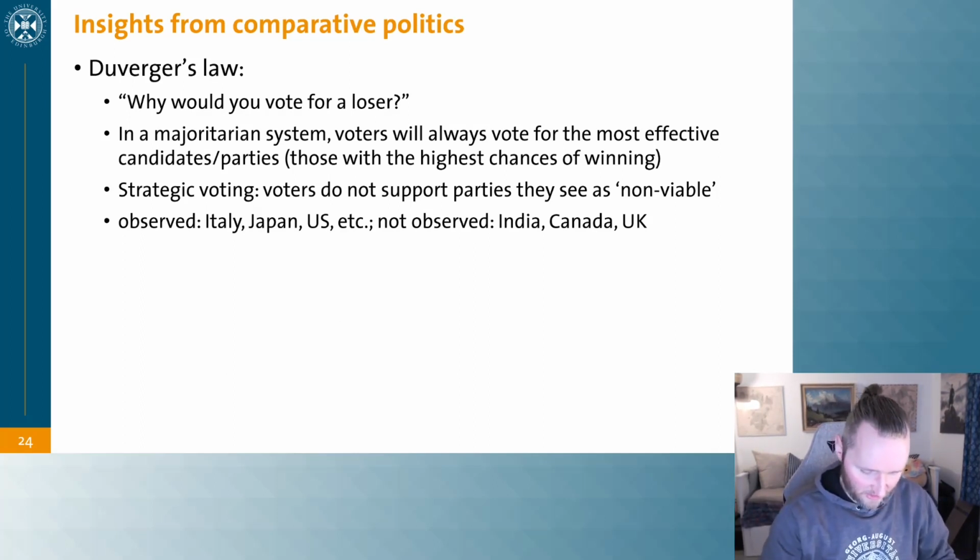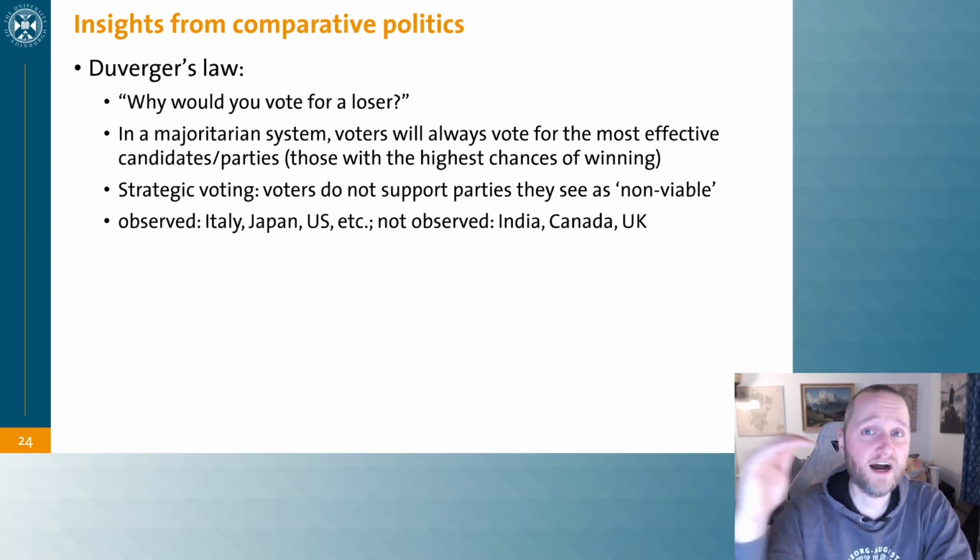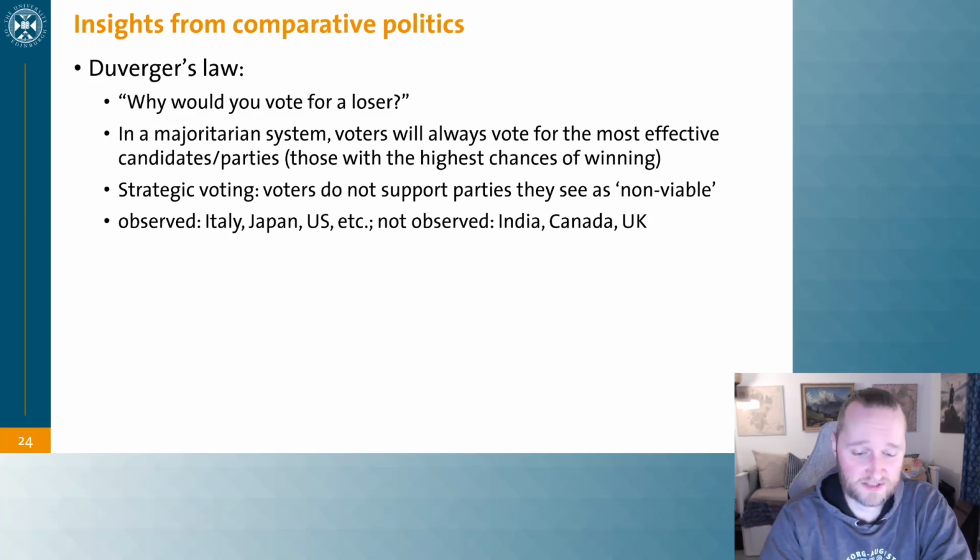Duverger's law is the first of these insights that has come out of comparative politics of electoral systems. And it answers the question of why would you ever vote for a loser? And the answer, of course, in a majoritarian system is, well, you never would. Majoritarian systems don't reward voters for voting for a losing candidate. Losing candidate in this case meaning not the highest scoring candidate. Because after all, winner takes all means if you don't vote for the winner, your vote is lost.